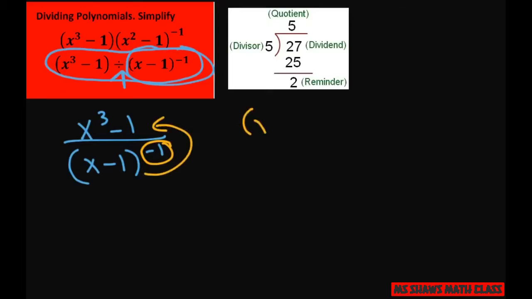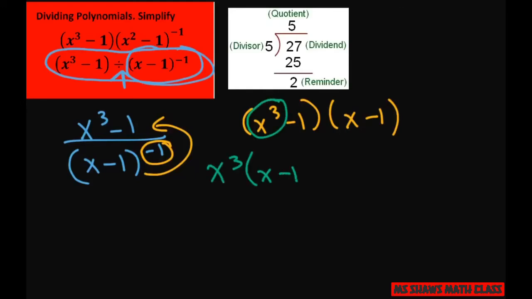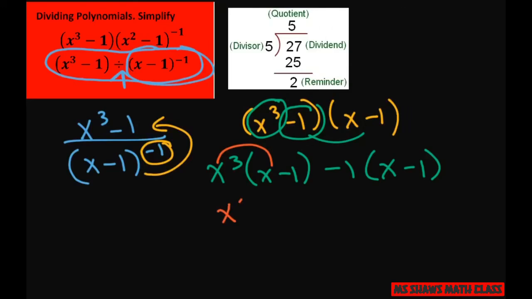So this is actually going to be x cubed minus 1 times x minus 1. And then we can use the distributive property. So we're going to take x cubed times x minus 1, and then minus 1 times this quantity of x minus 1. All right, so this is going to be x to the 4th minus x cubed. This is going to be minus x plus 1. And that is your final answer.